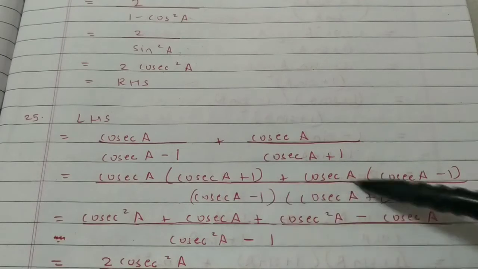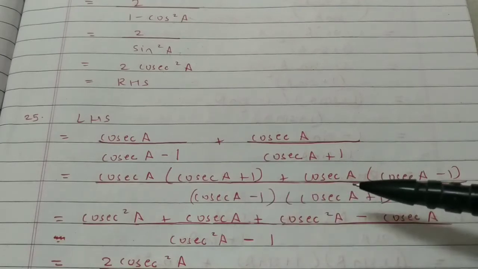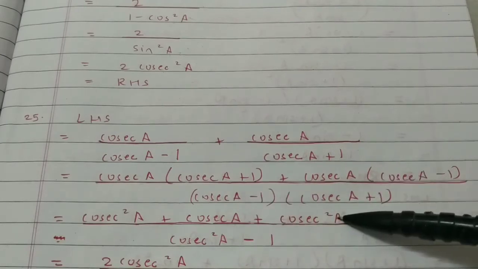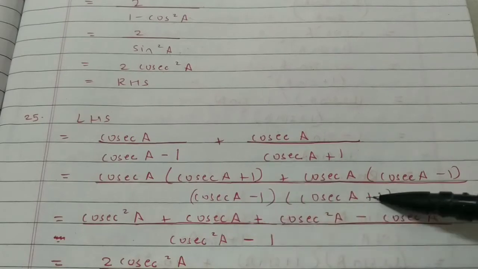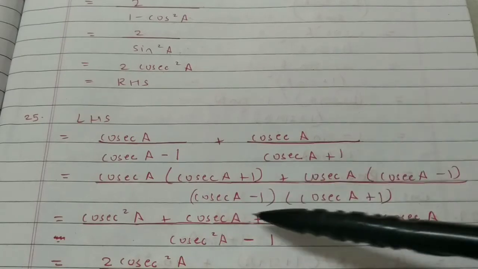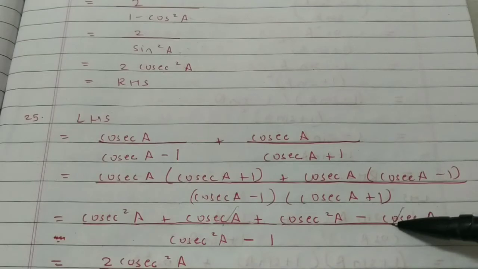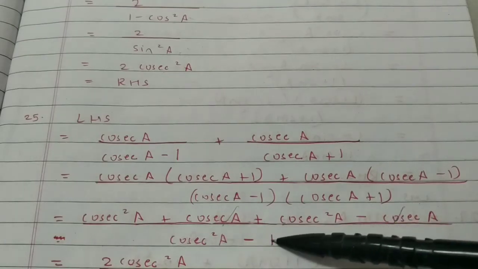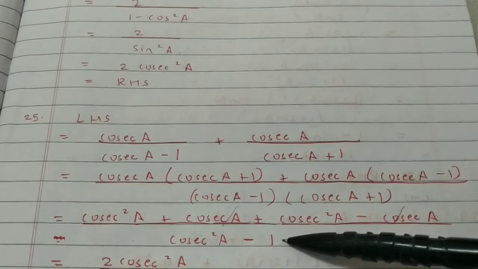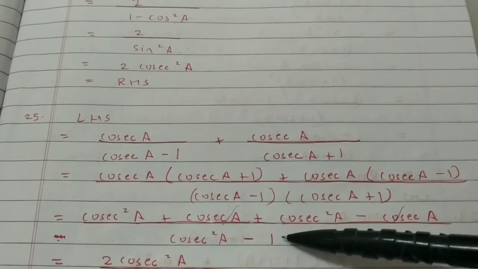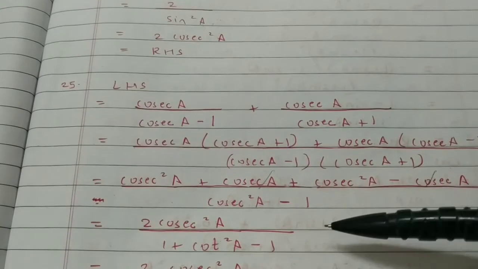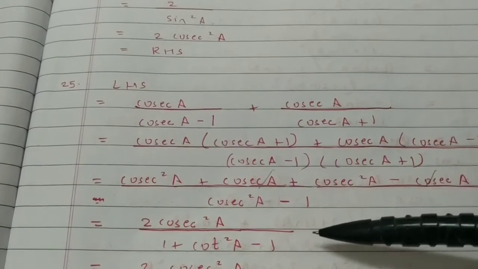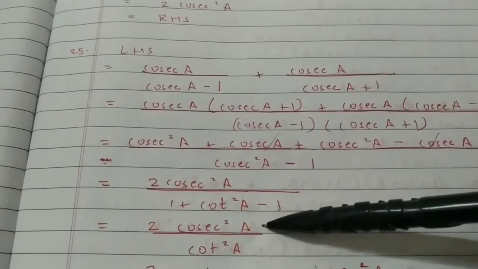Open the brackets in the numerator and denominator. The denominator becomes A minus B, A plus B formula. In the numerator, cosec A and minus cosec A gets cancelled. Now, what is cosec square A minus 1 in the denominator? Is that some formula? What is it equal to? Cot square A, correct. And the numerator is 2 cosec square A.